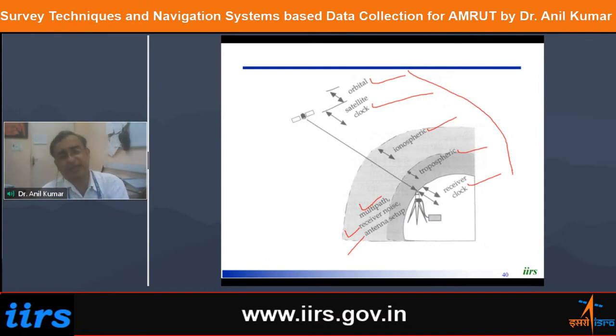A lot of these errors we can remove through relative positioning, and that's why we can improve the accuracy of our data, because most errors are common to base and rover and can be eliminated through relative positioning.